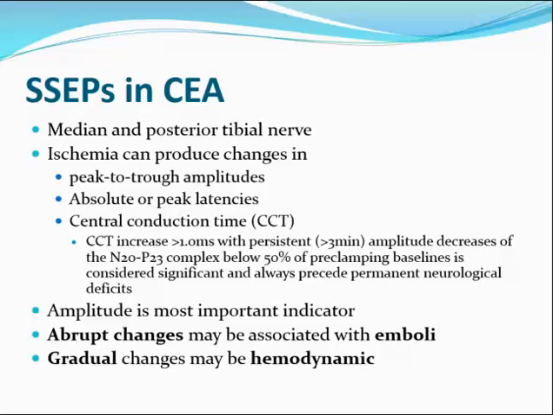Ischemia can produce changes in peak to trough amplitude, like the N20, P23 complex. And it can produce changes in absolute or peak latencies. It can also produce changes in the central conduction time, which is the difference in latency between the cervical and the cortical latency.